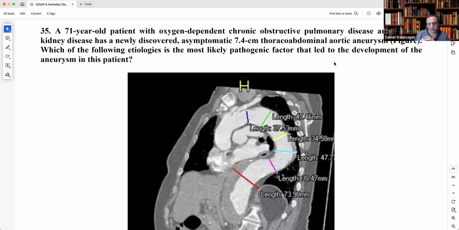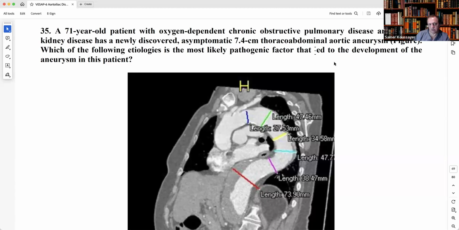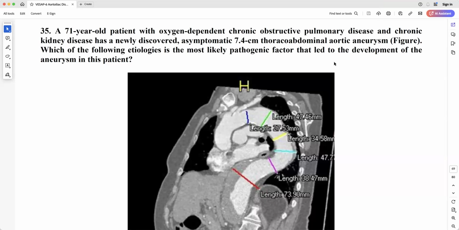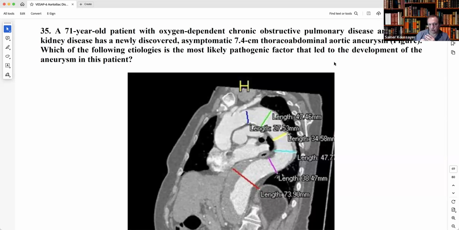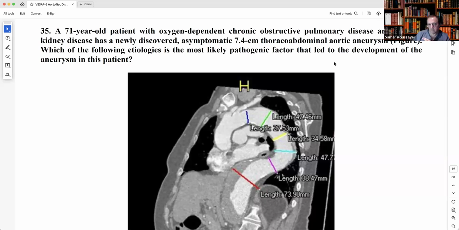So what are they asking exactly? What do they want? They want the risk factor most likely to lead to the development of the thoracoabdominal aneurysm in this patient. So what do you think? He is 71 years old. What is the most common? Age, yes, but what is the pathology? What is the most common pathology? 70 years old, not young. Atherosclerosis, right? Atheroma, right?